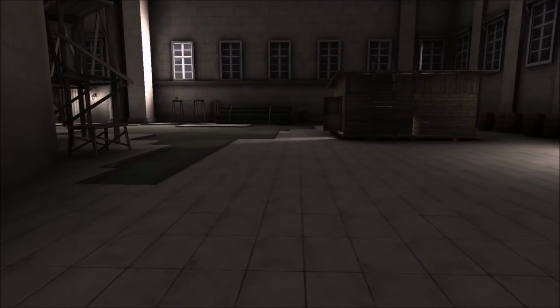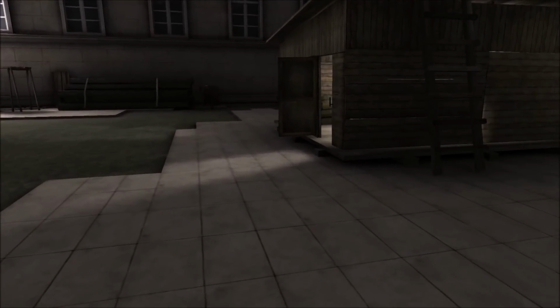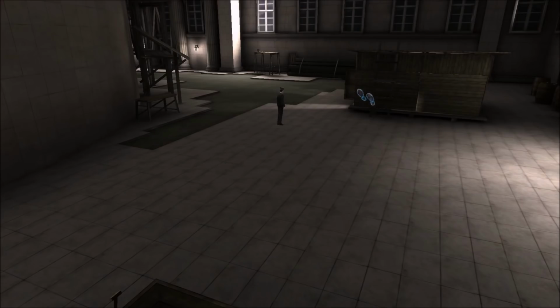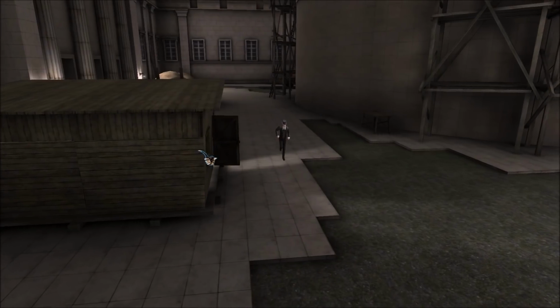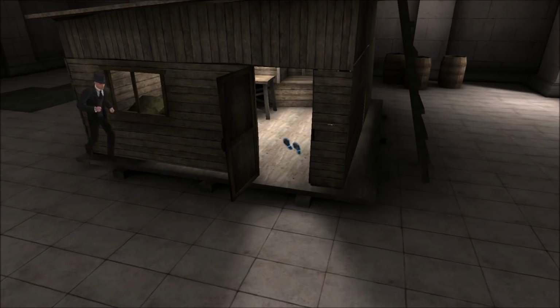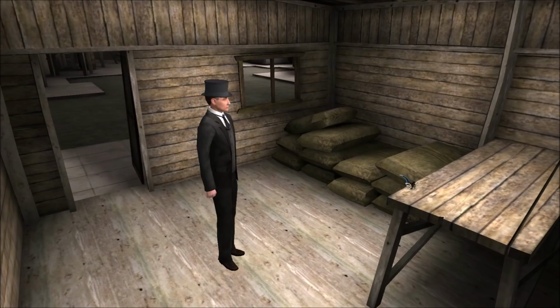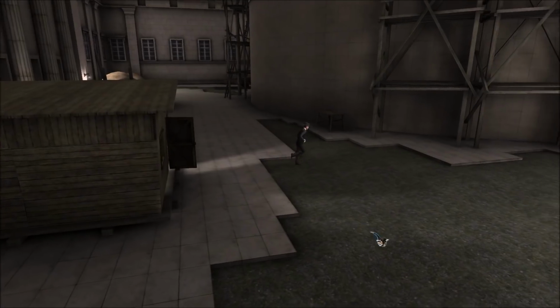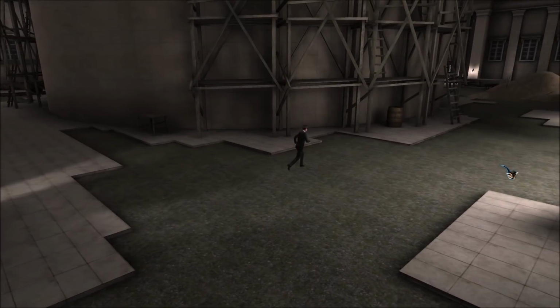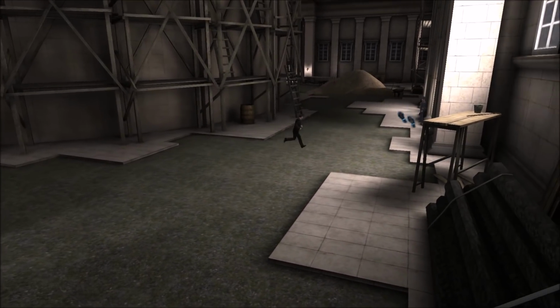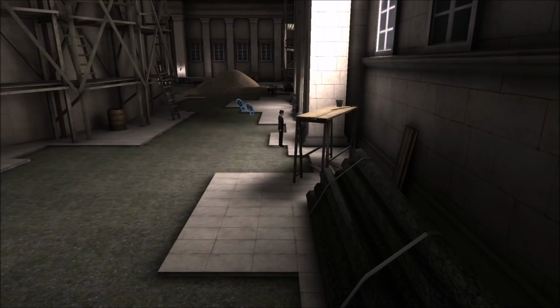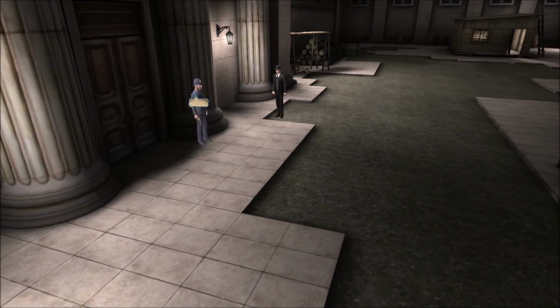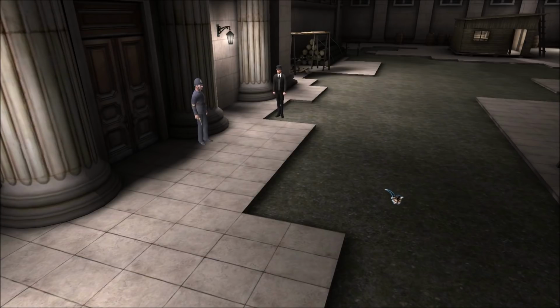Let's see if Watson's inside. Why would Watson be inside this random room, though? And no, there's nothing inside. Okay, cool. That was a waste of time. Is that Watson? Well, that's an officer. Nothing to report, Mr. Holmes. Thanks, buddy.